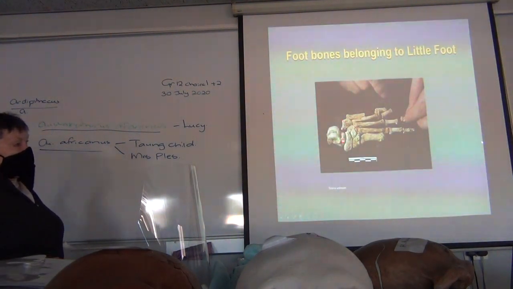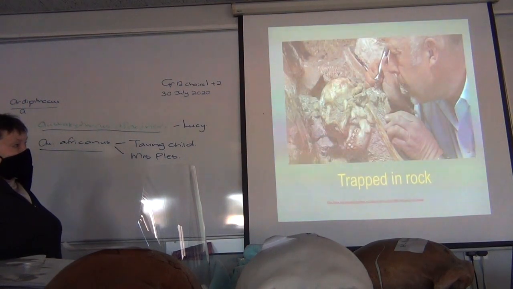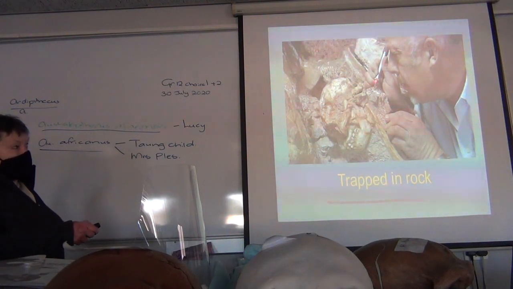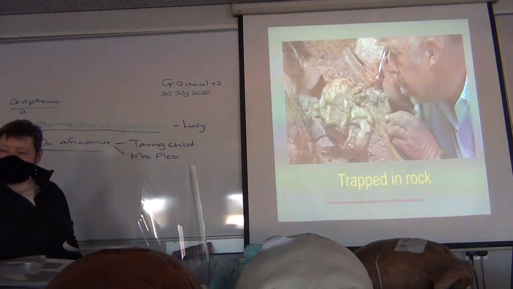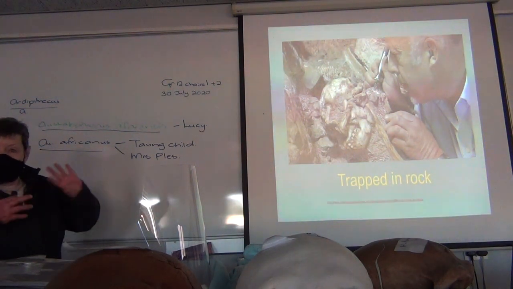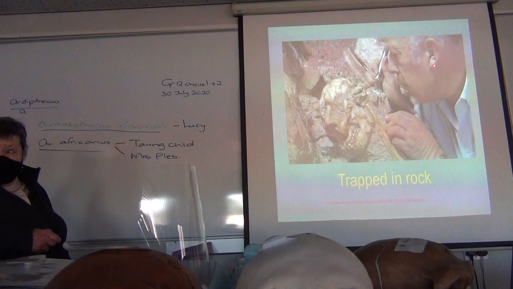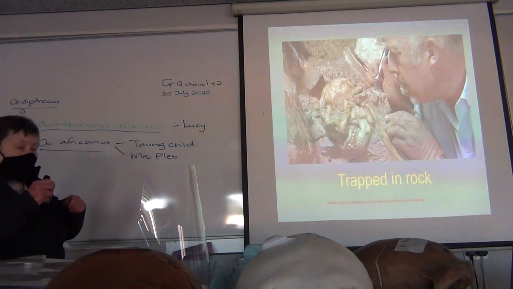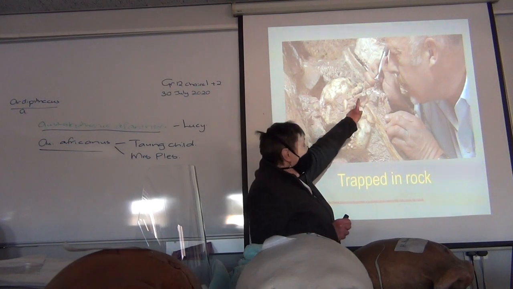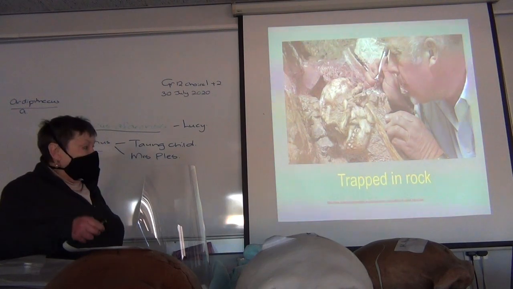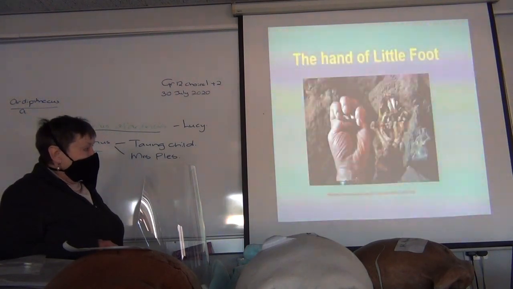Okay, so here are the Littlefoot bones that he found. Here is Littlefoot trapped in the rock. And this is Ron Clark. And I put this one in because there was once a question about how fossils are extracted from rock. What they use is tiny little drills, almost like a dentist drill, and paint brushes. And then they drill away the rock from around the fossils, but they've got to be very, very careful not to damage the fossil. And then they use a paintbrush to get rid of all the little rock particles.